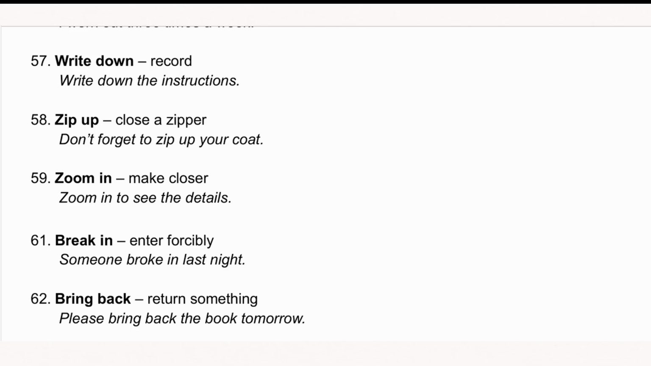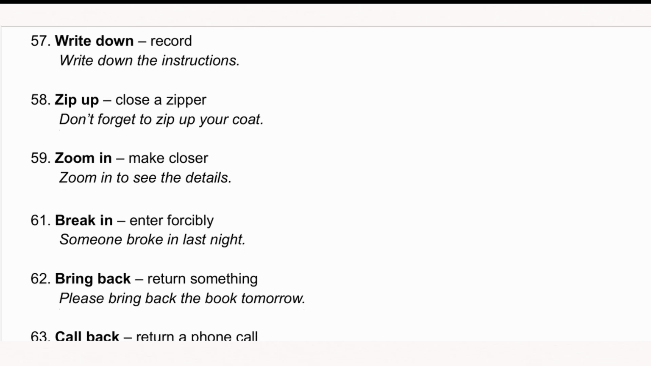57, write down. To write down, this is to record or to jot down. Write down the instructions. 58, zip up. Zip up, this is to close a zipper. For example, don't forget to zip up your coat. I believe you all know the meaning of to zip up.